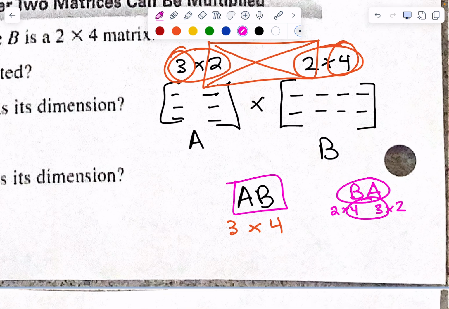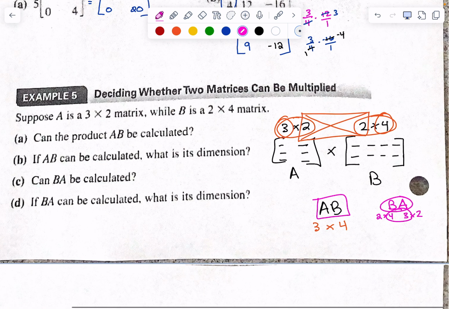Those middle two dimensions have to be the same, and after you cross them out, what's left over is what your result will be. Okay? Got it? Okay. All right, so can the product AB be calculated? Yes. If AB can be calculated, what will its dimensions be? It will be a 3 by 4.